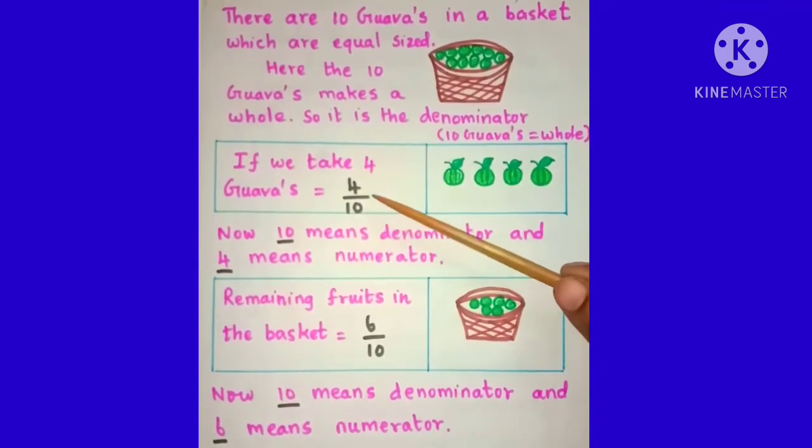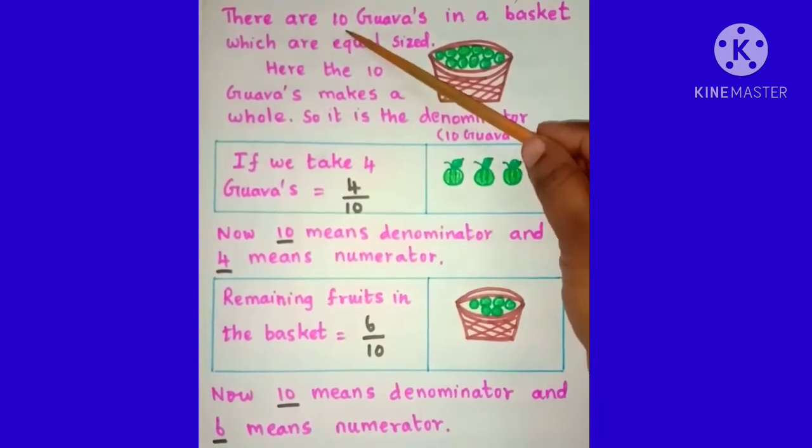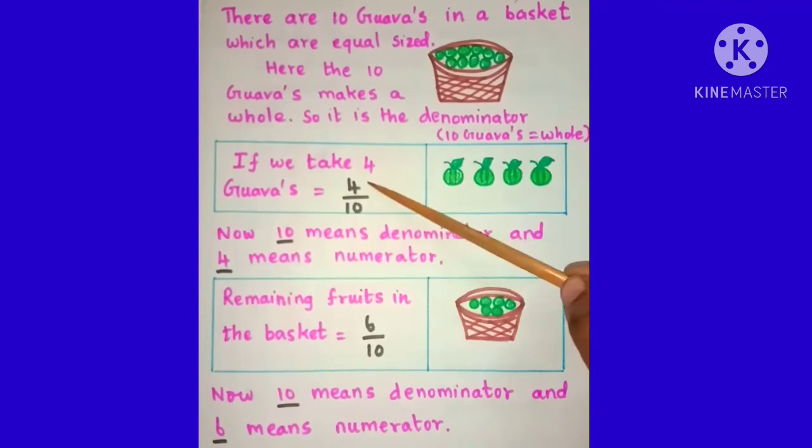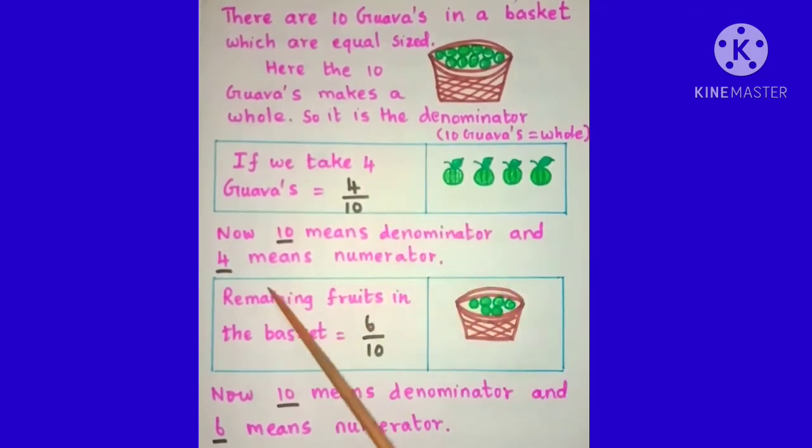And 10, what does it mean? The total number of guavas. Here the total number of guavas is 10. So 10. Here 4 represents numerator and 10 represents the denominator, and 10 is the total number of guavas which makes the whole, and 4 is the number of parts you have taken.